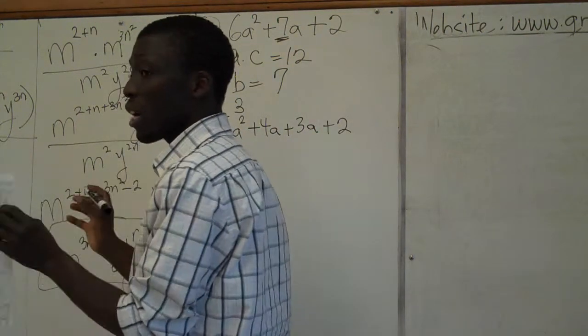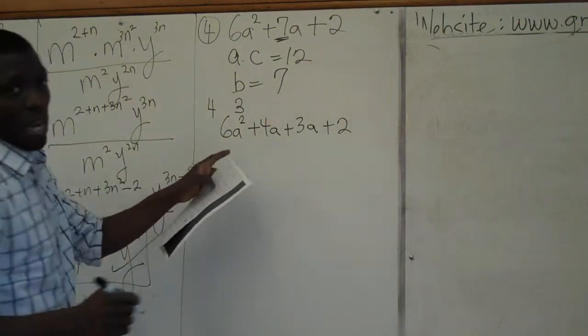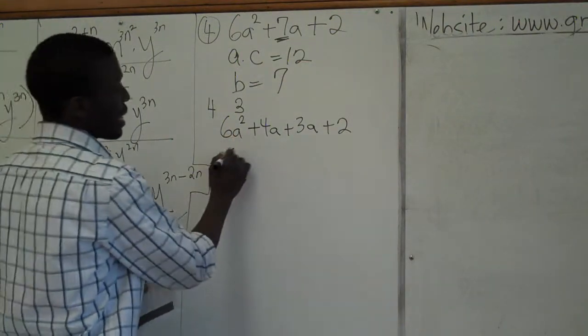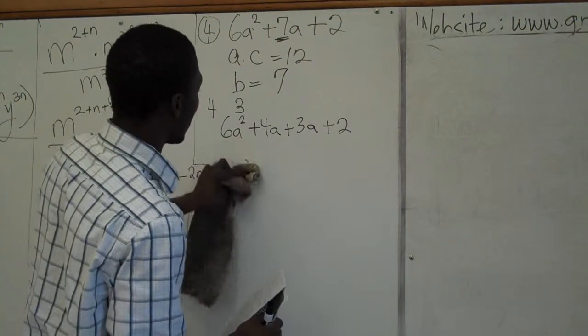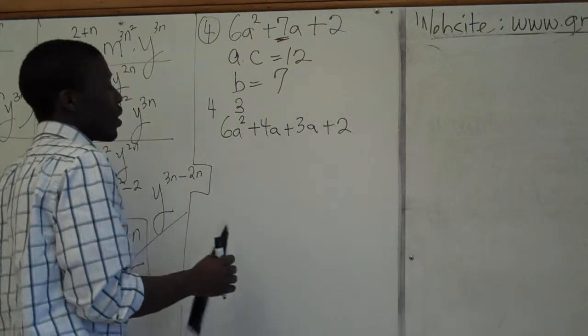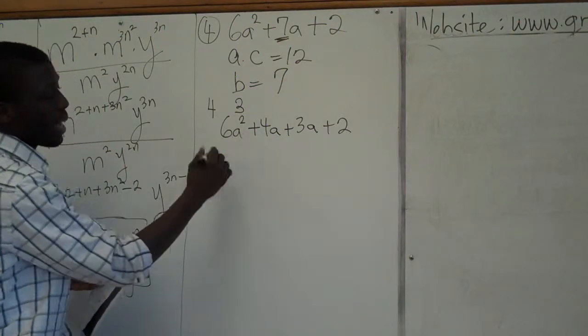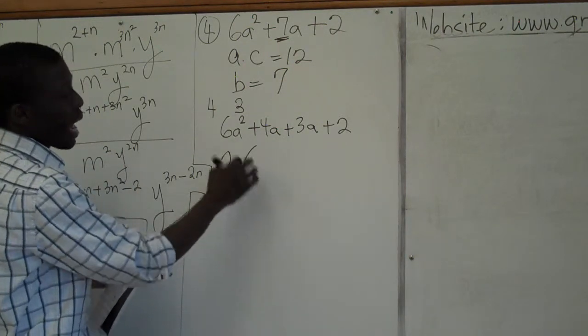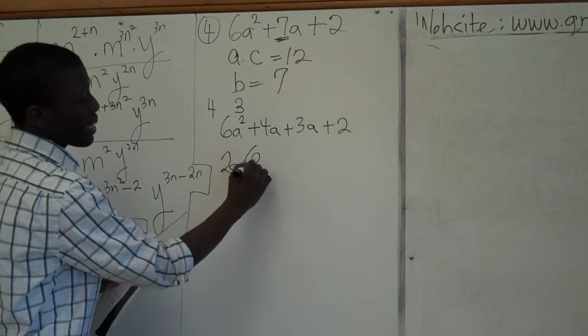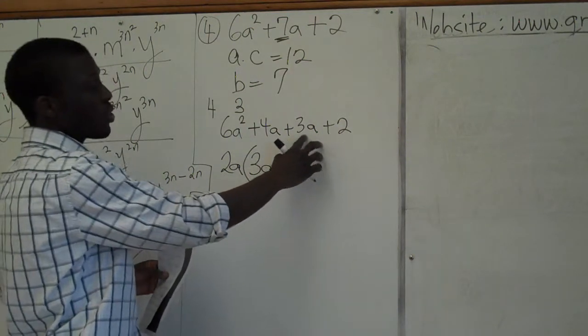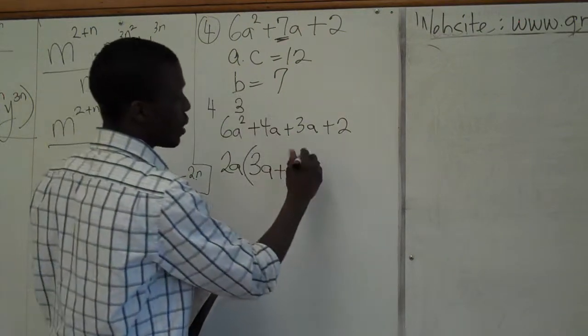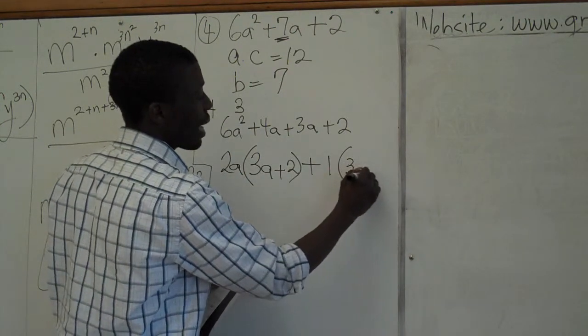Now we factorize by grouping. And when we factorize by grouping, we look at 6a squared and try to see what are the things that could go into 6a squared and 4a. And that's simply 2a. Now we rewrite what we have left. And it's simply 3a plus 2. Then we go here. What goes into 3a and 2? Only 1 can do that. And so that's 1 into 3a plus 2.